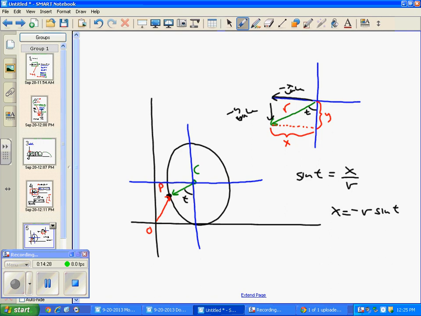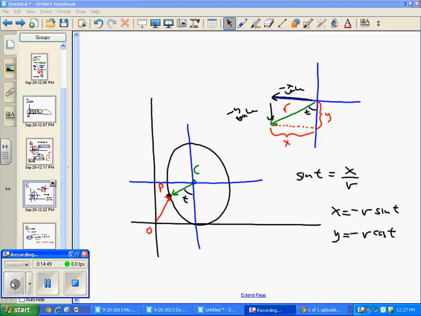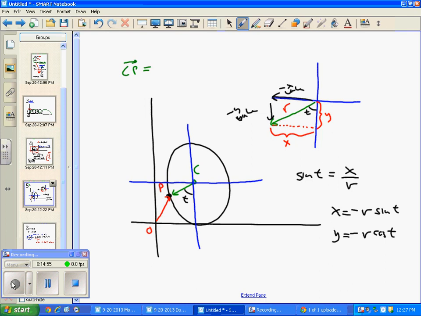Then we have one more fun thing to do. Y, via the same reasoning, would be adjacent over hypotenuse. It would be y over r, so we multiply through by r. You get r cosine t, and that would also need to be negative for the same reason. So now we're set. We actually know vector CP. Vector CP is equal to negative r sine t i plus negative r cosine t j. Okay, so that's what that is.